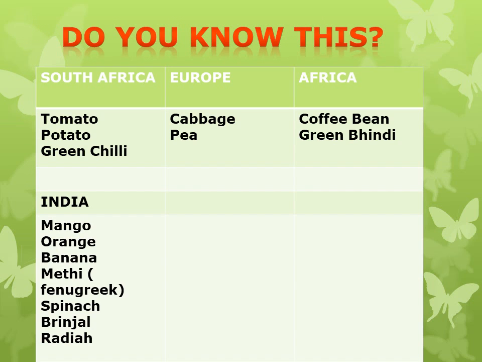Tomato, potato, green chili came from South America. Cabbage and pea came from Europe. Coffee, bean, green bhindi came from Africa. But what are the Indian vegetables? Mango is a fruit, orange fruit, banana fruit, methi. Methi is also called fenugreek. Spinach, palak, brinjal, radish.